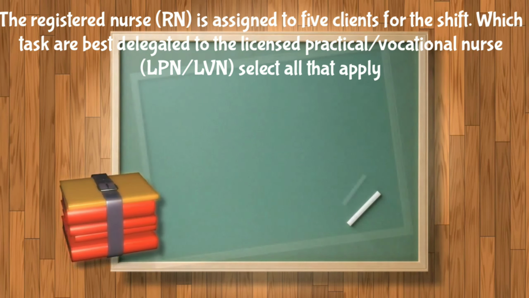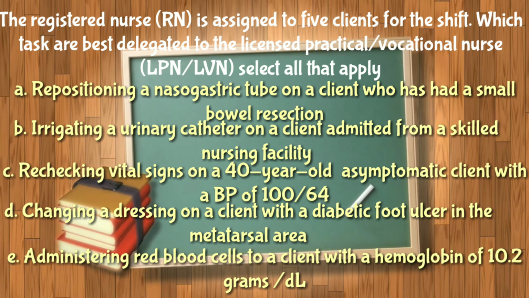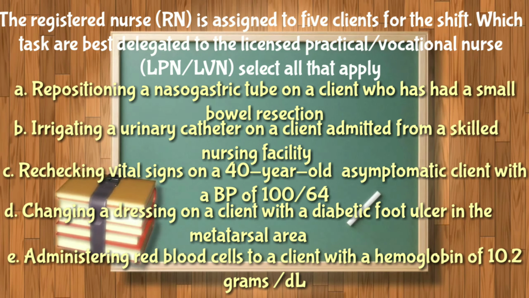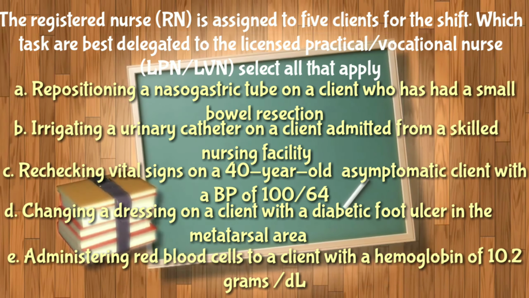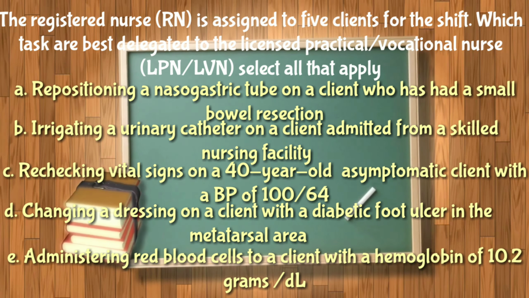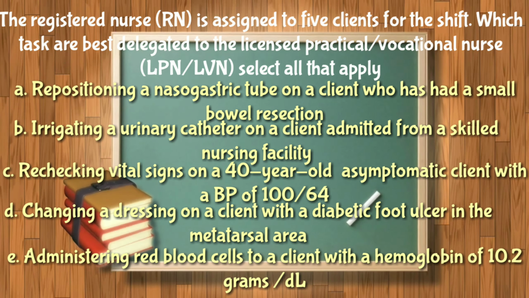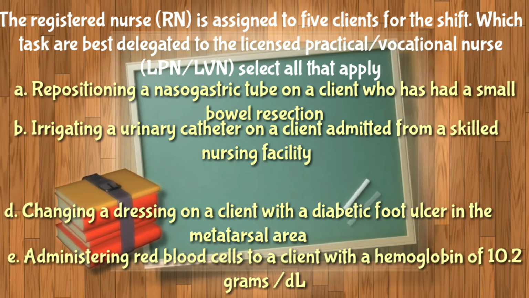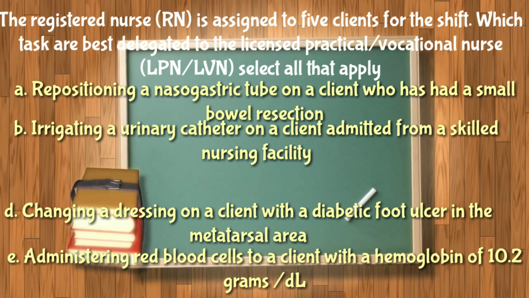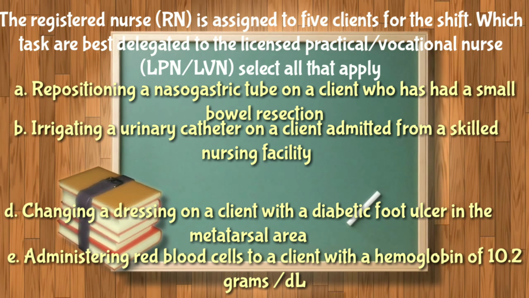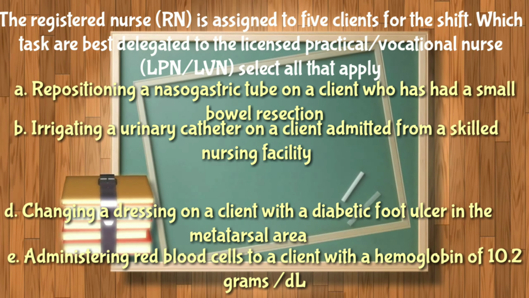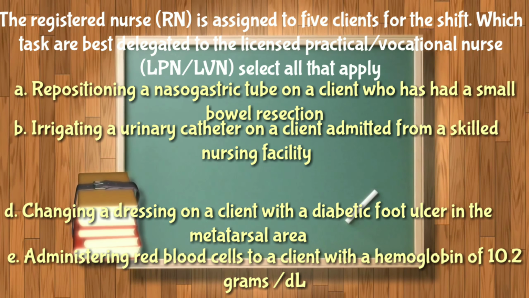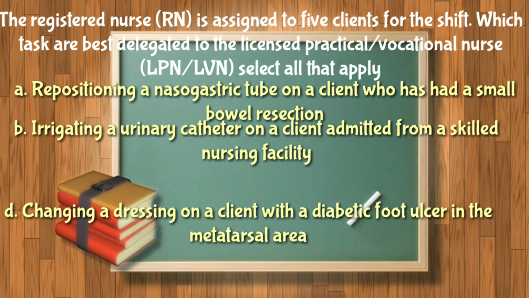Select all that apply. This question is another delegation problem. By looking at the choices, the routine measurement of a client with a BP of 100/64 does not require the skills of an LPN or LVN. A UAP or UCP could do this instead. So letter C is eliminated. Another, blood administration should not be delegated to an LPN or LVN due to the complications that could arise during the transfusion. Rather, it is within the scope of practice of the RN. So letter E is wrong.